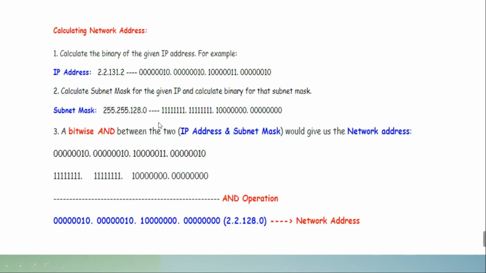If I want to show you all the things that I have shown till now, the representation will look something like this. The rule to calculate the network address is that at first I have to calculate the binary of my given IP address. After that, I will also calculate the subnet mask for the given IP, and the binary for that subnet mask. The IP address in binary is written here, and the subnet mask for that IP is written here in binary too. Finally, a bitwise AND operation between the two would give us the network address. Both the binary numbers are written, there's an AND operation between them, and finally we got the network address for our given IP address. So this is how you can calculate the network address for a given IP address.